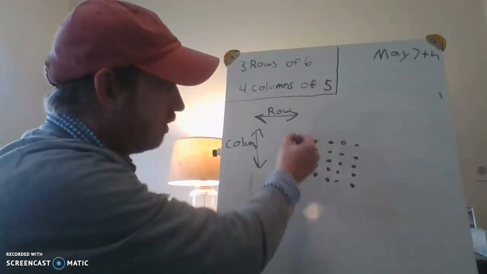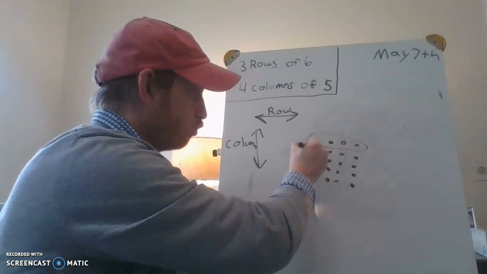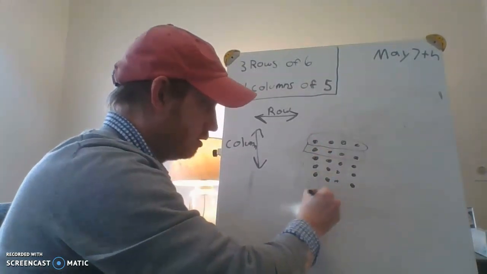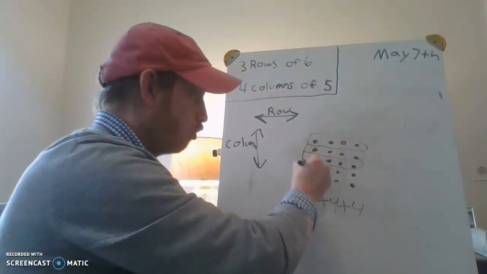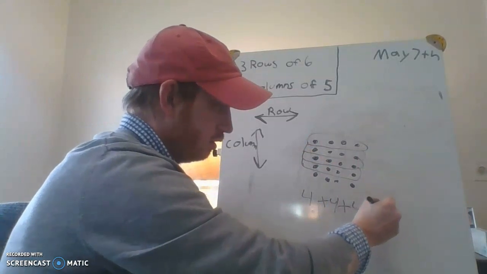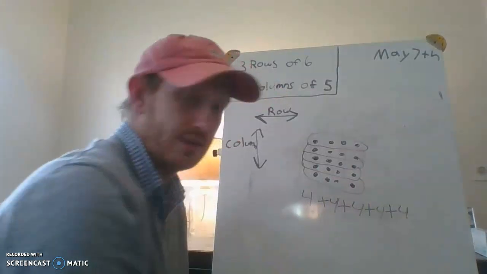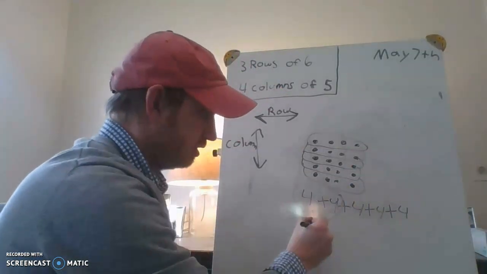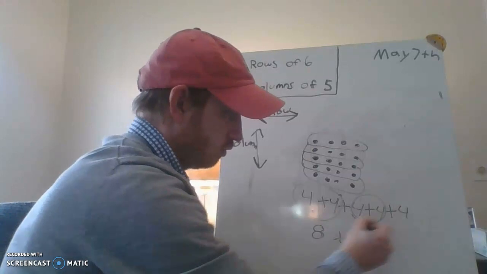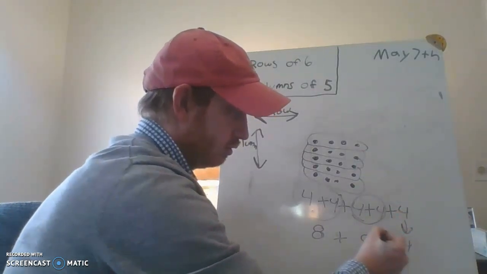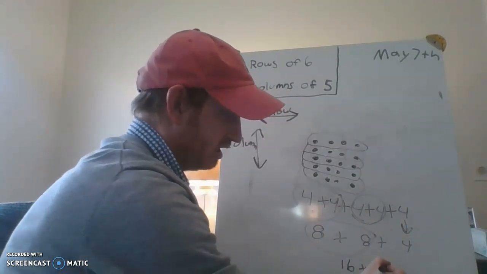So now we're going to go the other way. We have a row of 4, a row of 4, a row of 4, a row of 4, and a row of 4. And then again, 4 plus 4 is 8. 4 plus 4 is 8. We'll bring down this 4. 8 plus 8 is 16. Plus 4 is 20.